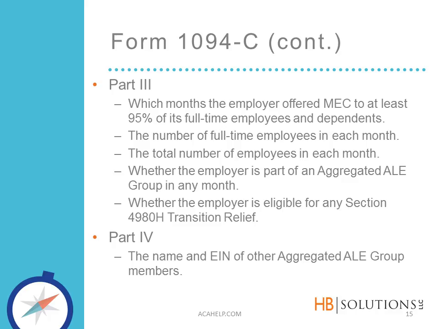Column D is whether the employer was part of a control group of entities in any month. And column E asks whether the employer was eligible for any transition relief from the employer shared responsibility provisions for any month. And then finally, Part 4 of the form. This will apply only where the employer was a member of a control group of employers. And this requires the name and EIN of each of the other group members.